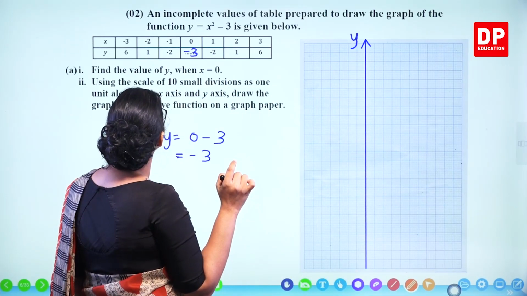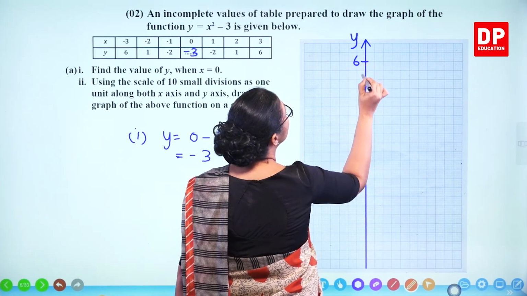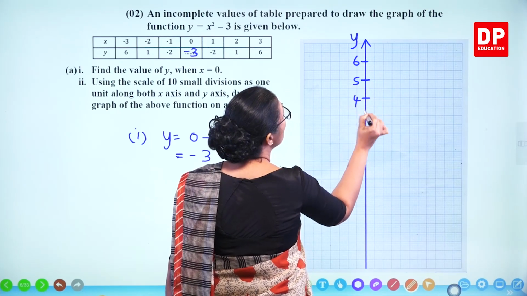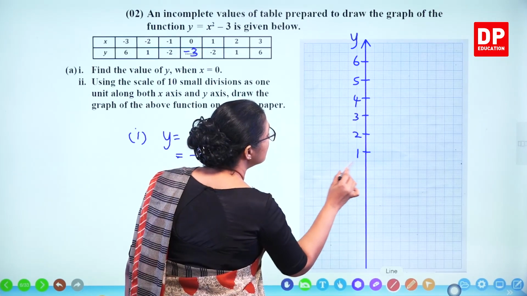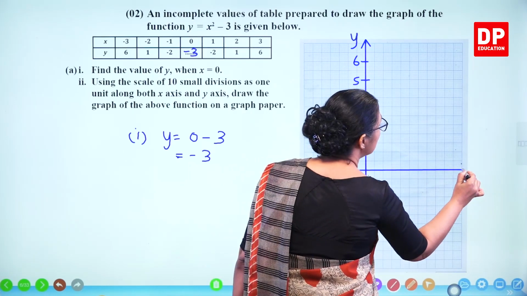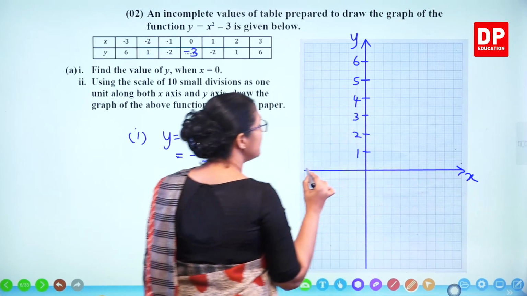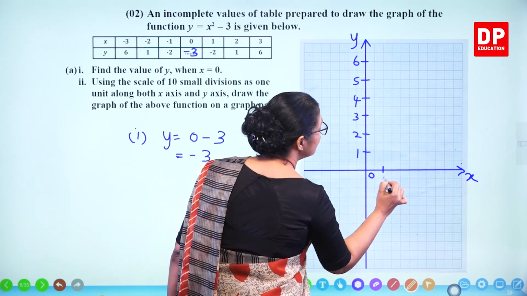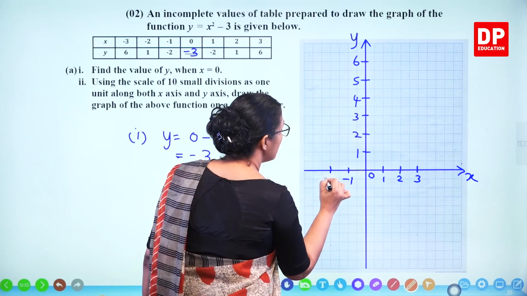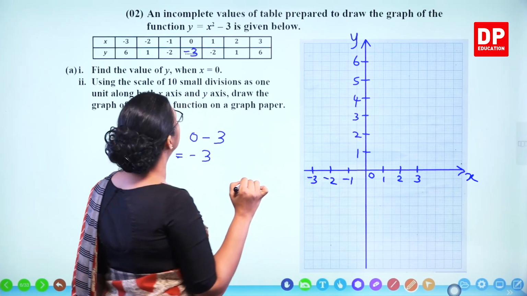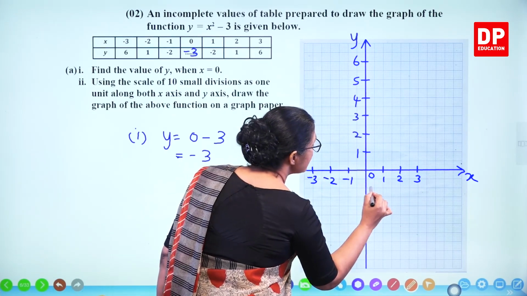And then 6 is the highest number. 5, 4, 3, 2, 1. And here, this is the x value. Up to 3, and here up to minus 3. And here minimum up to minus 3.